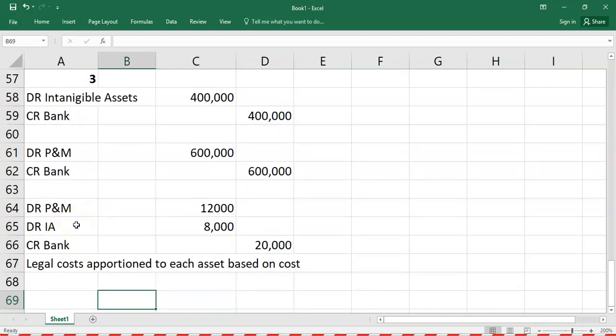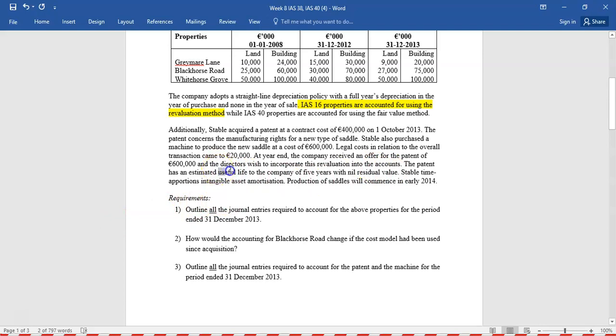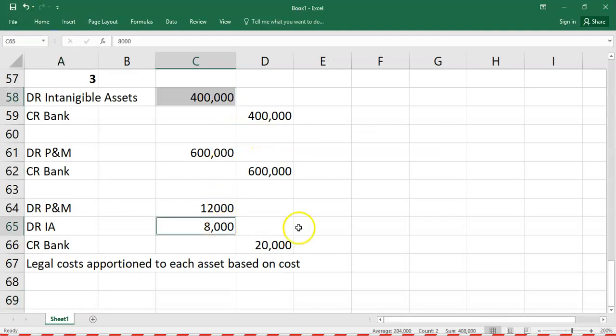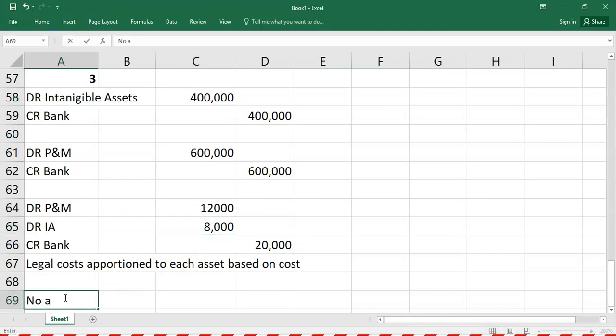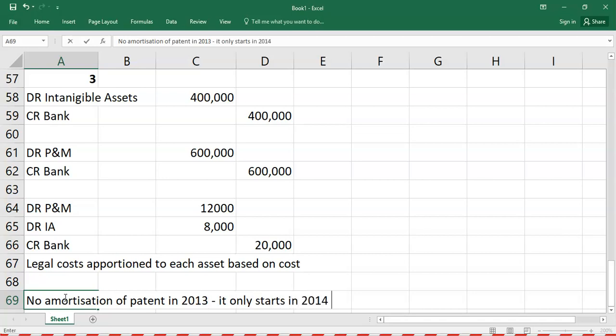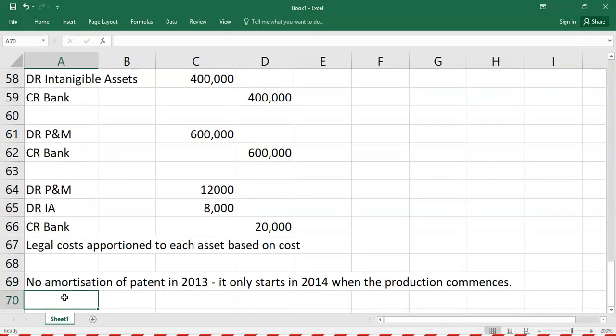Right. The last thing then that they mention in the question is the patent has a useful life of 5 years and nil residual value. So that patent of what's going to be now 408,000 is going to be allocated over 5 years pro rata. But this was important. There's going to be no amortization in 2013. Amortization of patent in 2013. It only starts in 2014 when the sales or when the production commences. That's the key point. It's only when the production commences will you start amortizing it, and you amortize it pro rata. That means month by month.